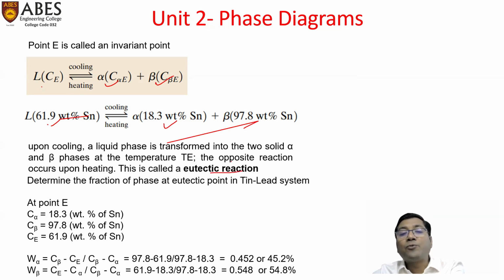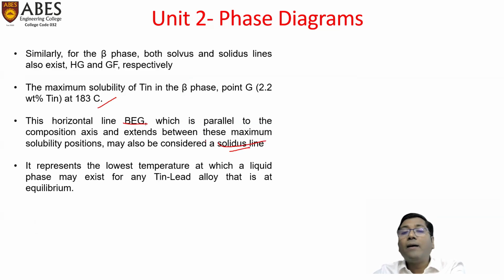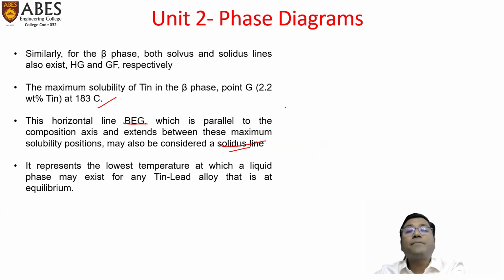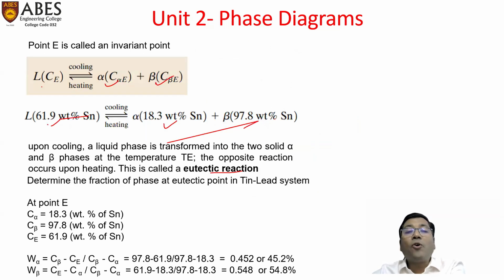When we cool down from liquid to two solids, and when we heat two solids to liquid, at the same point, that is E point. What we have seen is that at E point, simultaneously, when we cool a liquid from this region, crossing this point, then at this point only it will transform into alpha plus beta. And simultaneously, when alpha plus beta of this composition gets heated at this point E, it will convert into liquid instantaneously. This is called eutectic reaction.